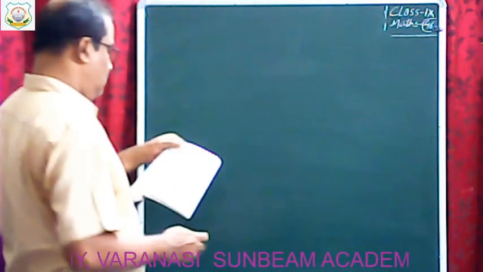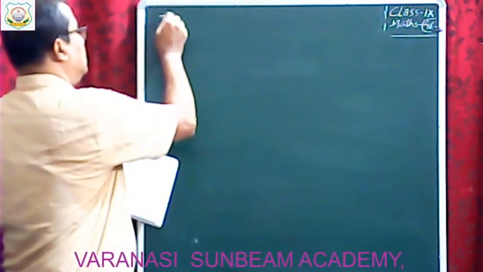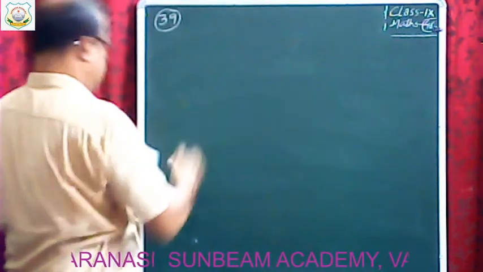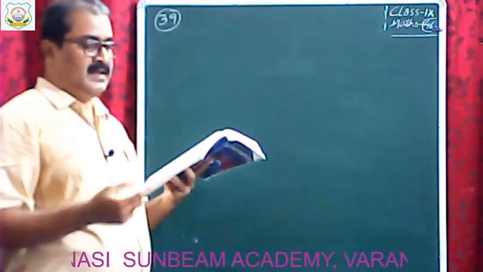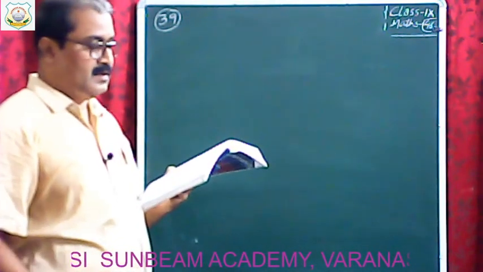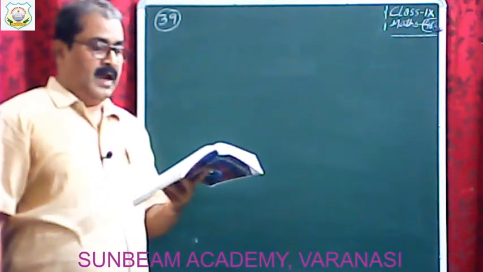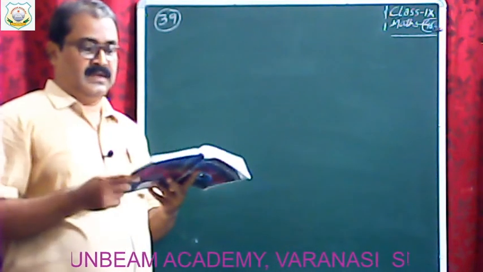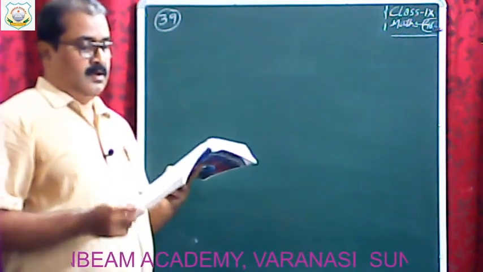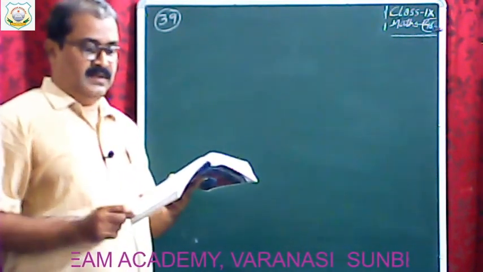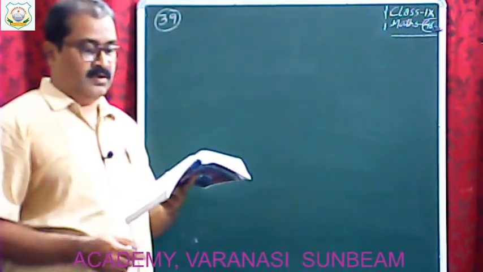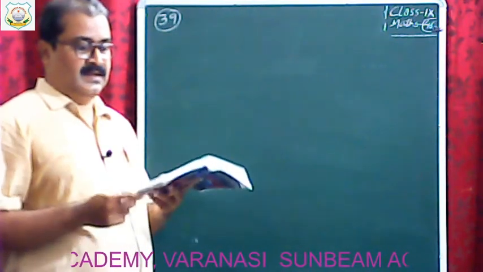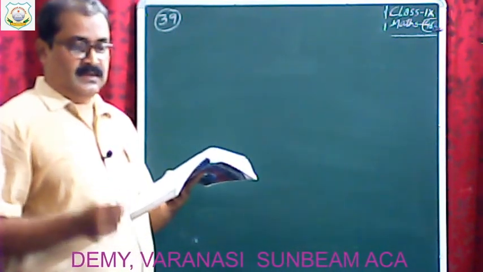Question number 39. Find the area of a trapezium whose parallel sides are 11 meter and 25 meter long, and the non-parallel sides are 15 meter and 13 meter long.